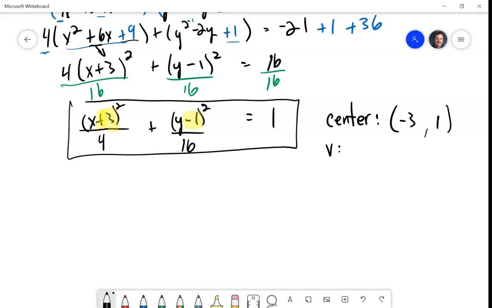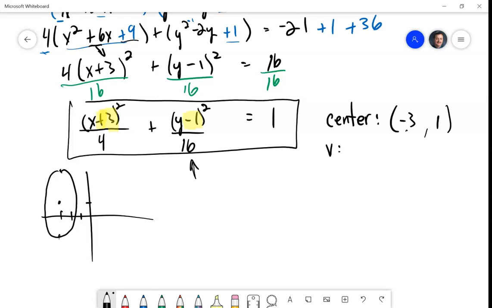Now, before I do that, I just want to think visually for a second. This ellipse is located at negative 3, positive 1. So negative 3, positive 1 is the center of this ellipse. What I also see is that my bigger denominator is with my y's. And since the bigger denominator is with my y's, that's telling me that this ellipse is going to be stretched out vertically versus horizontally. Okay, so my vertices are going to be at the top and bottom.